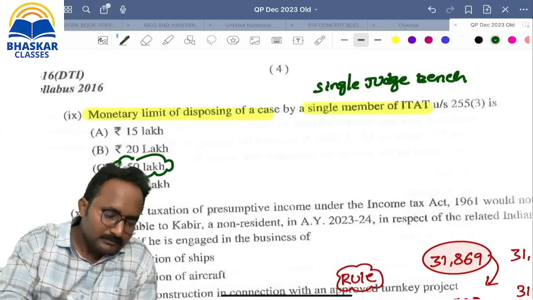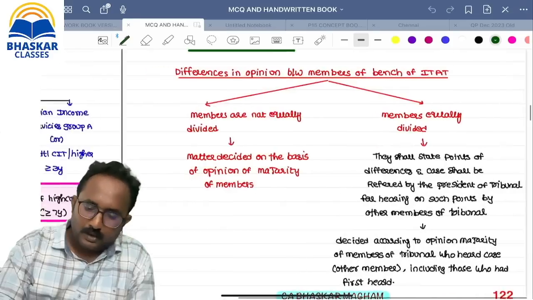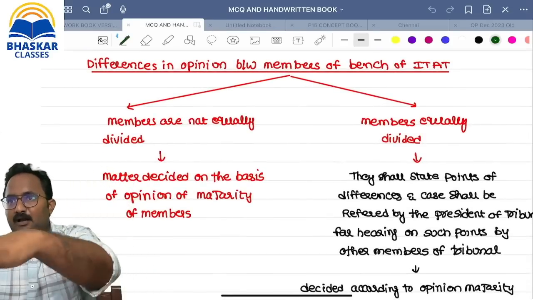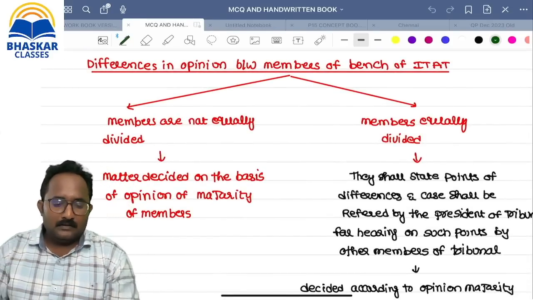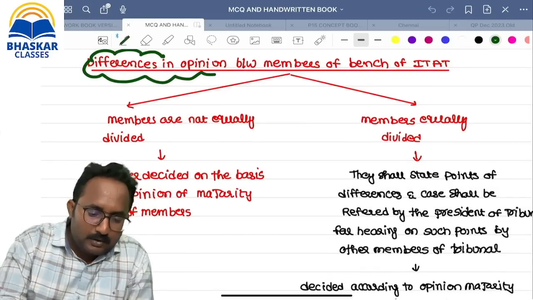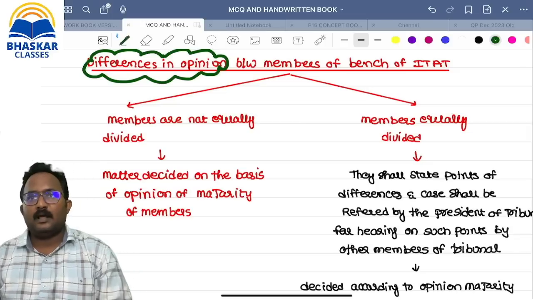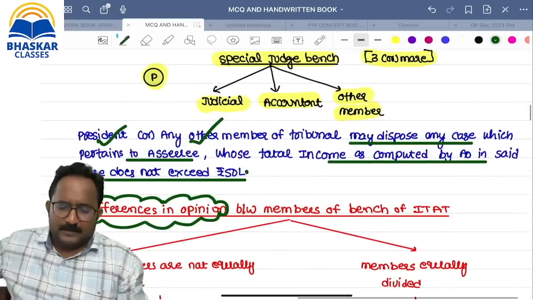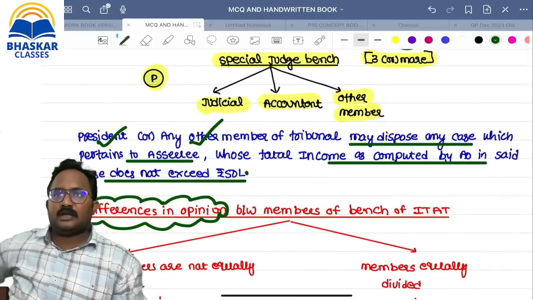Clear? Now we can continue further. Bench means a group of judges along with the president only. If there are differences of opinion among the bench, for example, 4 members are there, will it be possible? Yes, in a special judge bench, 3 or more, 4 also can be there.